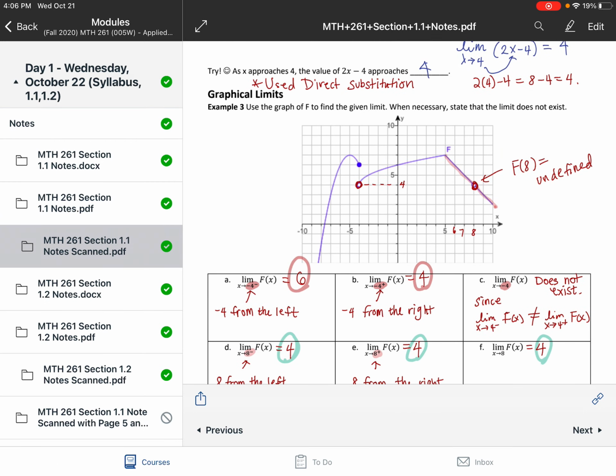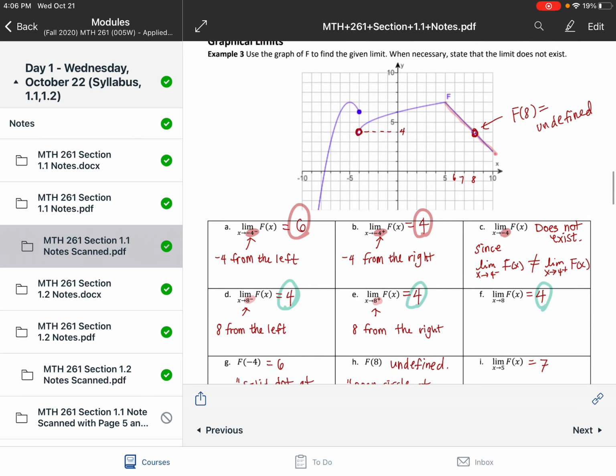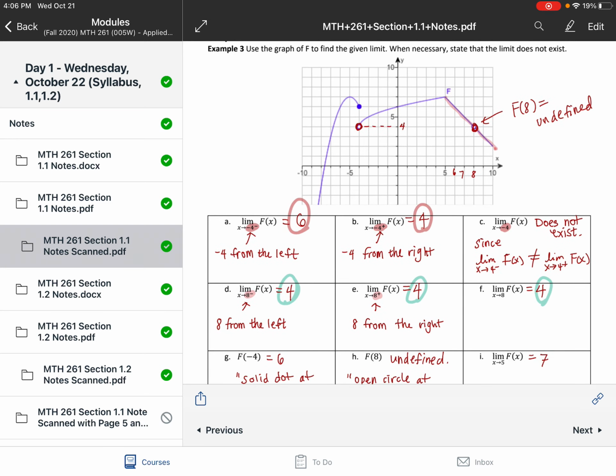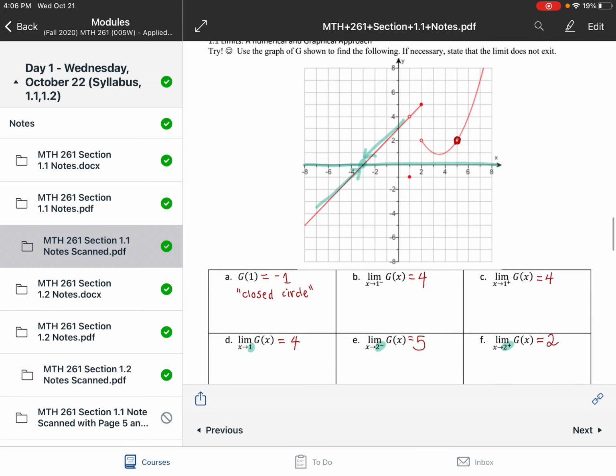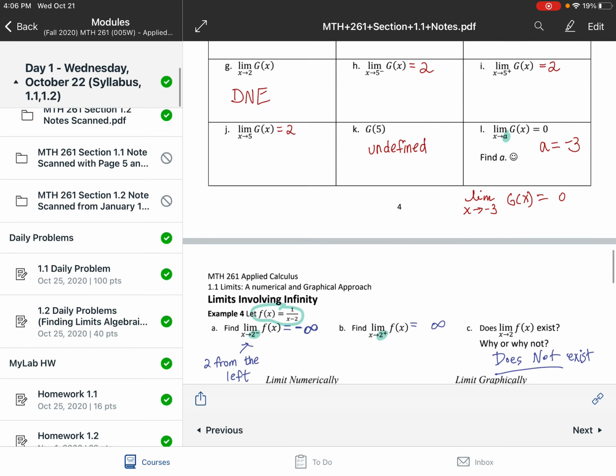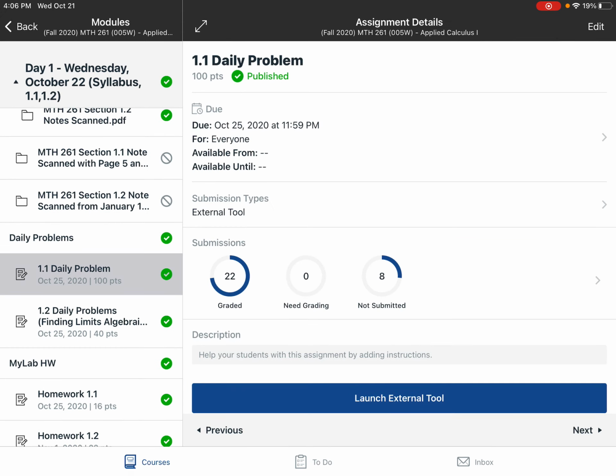But what we're doing in this daily problem is looking at a graph like this, evaluating limits and a couple of the function values that I'm going to ask. So if you open up daily problem 1.1, and if you don't need me, you don't have to watch this video. You can stop this and just try on your own, because you do have unlimited attempts on this daily problem. So you can keep on taking it until you get 100%.